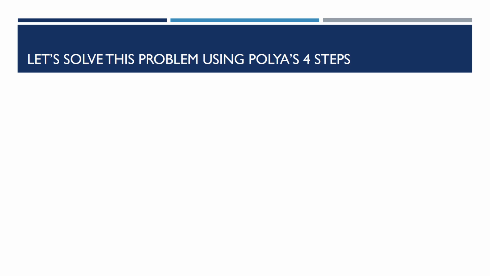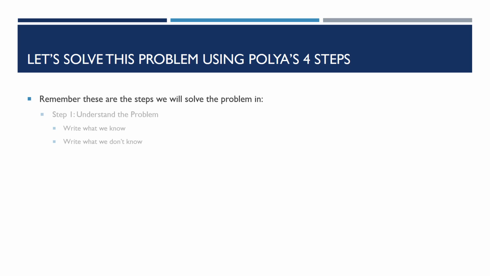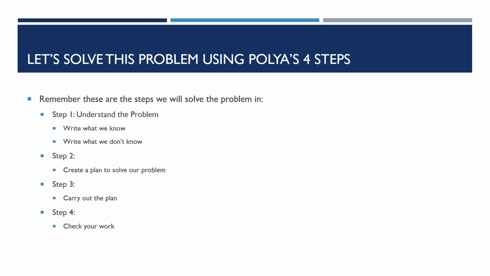Does everyone remember Polya's 4 steps that we use to solve problems? Just in case, let's go over the steps so we can work the problem and keep everything organized. Step 1, understand the problem. Write what we know and write what we don't know. Step 2, create a plan to solve our problem. Step 3, carry out the plan. And step 4, check your work.